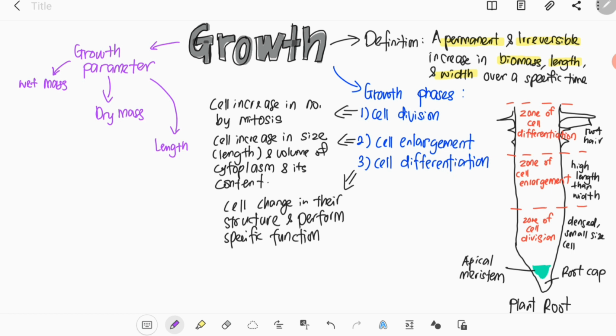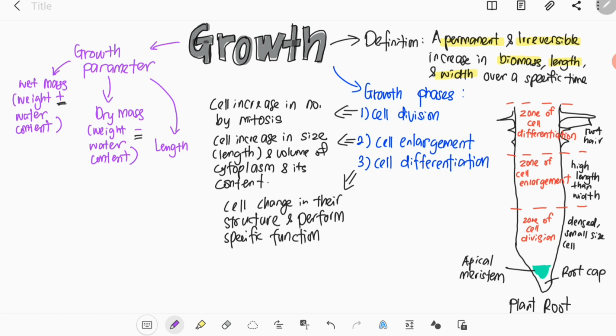So wet mass is basically the mass of the plant with water content. So maksudnya kita just ambil plant tersebut dan timbang, termasuklah water content yang ada dalam plant tersebut. So itu adalah wet mass. Tapi kalau dry mass, kita ambil weight of the plant without their water content, minus. So minus water content. So maksudnya untuk kita ambil dia punya berat, kita kena keringkan dahulu tumbuhan tersebut.